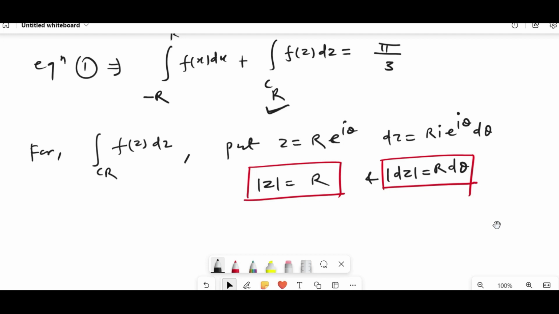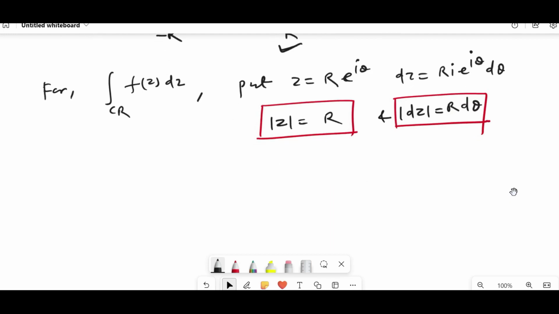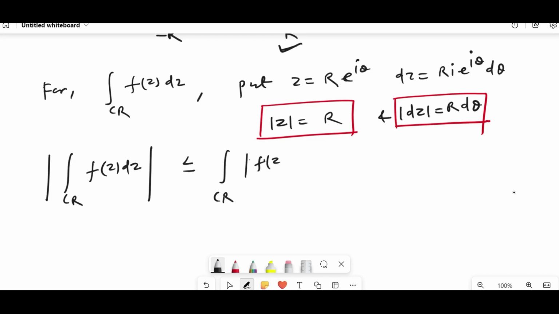And further, now take the modulus over the curve C, because we need to make this integral a real valued integral, so we need to take the modulus of f of z dz. So by using the ML inequality, it will give the mod of the integral over the curve C of f of z dz is less than or equal to the integral over the curve C_R of mod of f of z, mod of dz.